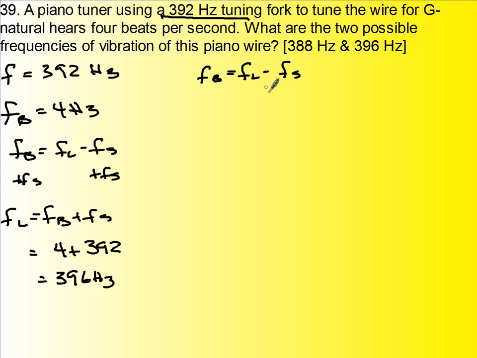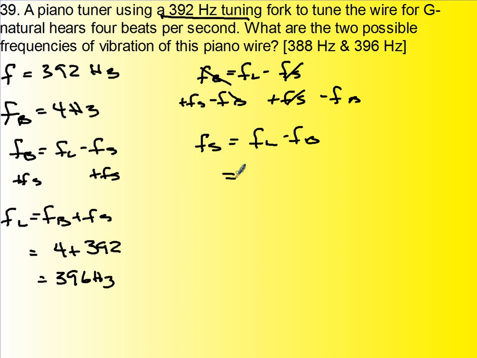Let's solve this for F smaller. Now I'm going to do this a little differently than I did before. I'm going to add F smaller to both sides and subtract F beats from both sides. So that's going to cancel. So I have F smaller is, that goes away, F larger minus F beats. So in this case, if the 392 is the larger, and then the F beats is 4, all right, 392 minus 4 gives you 388.